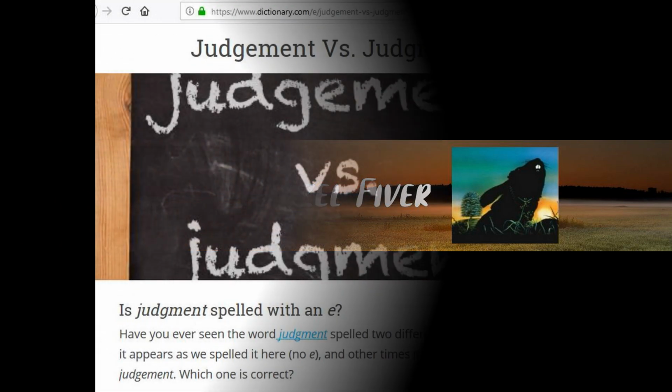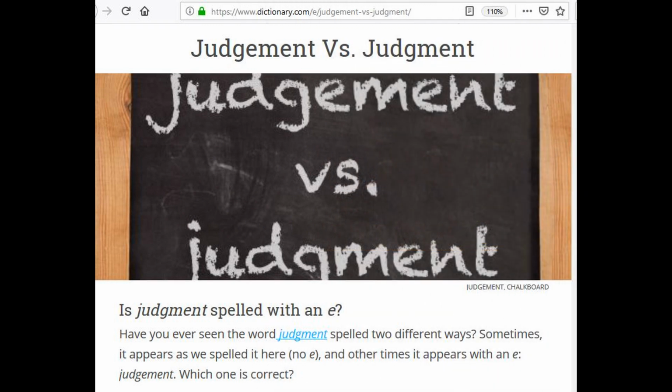So I went on to dictionary.com and wanted to see what I could find. And it said judgment versus judgment. So judgment is J-U-D-G-E-M-E-N-T versus judgment, J-U-D-G-M-E-N-T. This is what it says: Is judgment spelled with an E? Have you ever seen the word judgment spelled two different ways? Sometimes it appears we spell it here with no E, and other times it appears with an E.